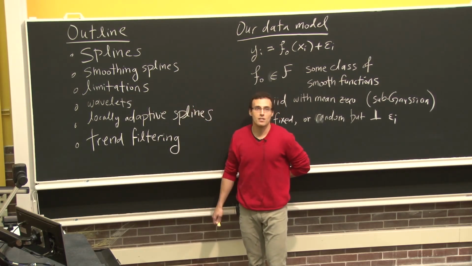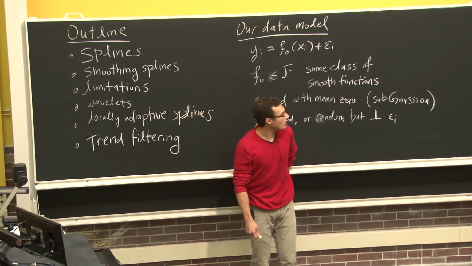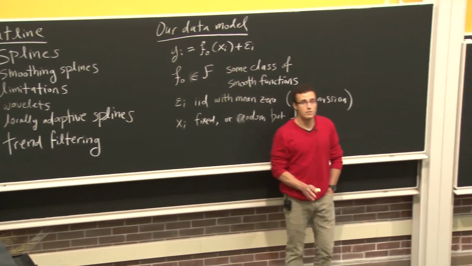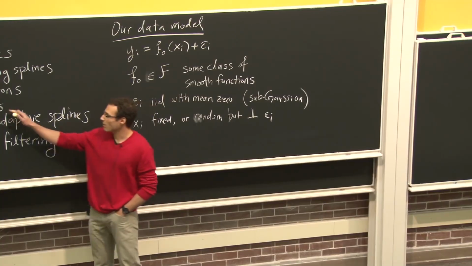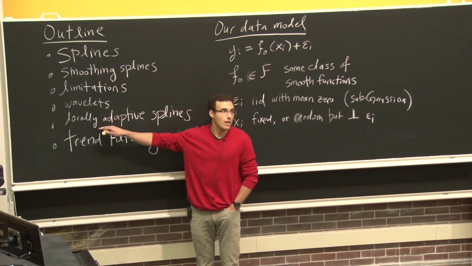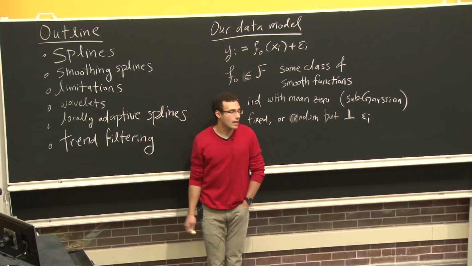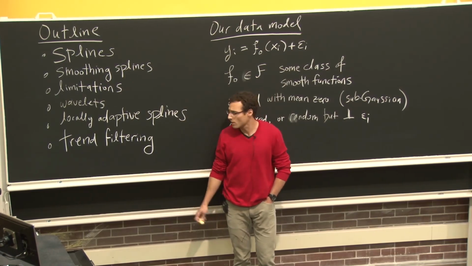Then we'll talk about smoothing splines. And then we'll get to what I call the limitations of linear smoothers. You talked about what a linear smoother is, right? And then we're going to get to three nonlinear smoothers. These two are probably the most famous nonlinear smoothers, wavelets and locally adaptive regression splines. And the last one I'll talk about is trend filtering, which is a more recent nonlinear smoother.